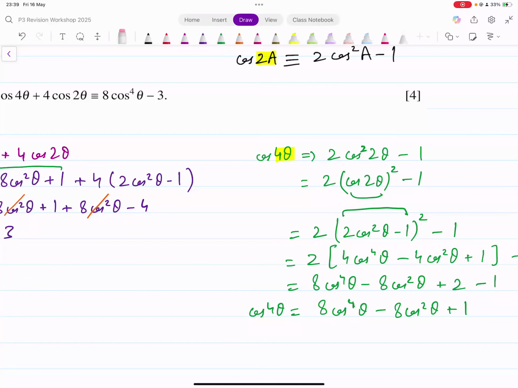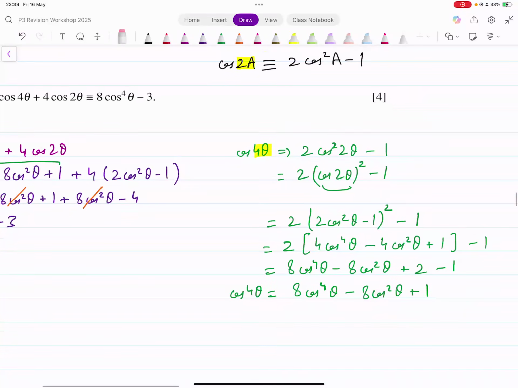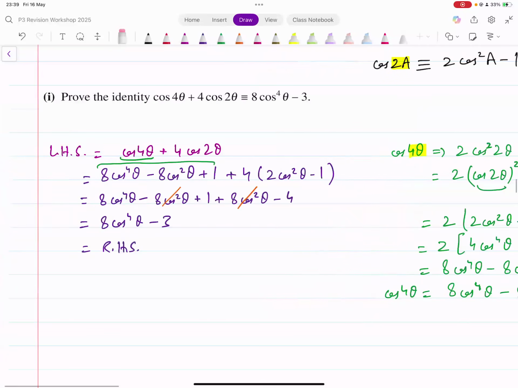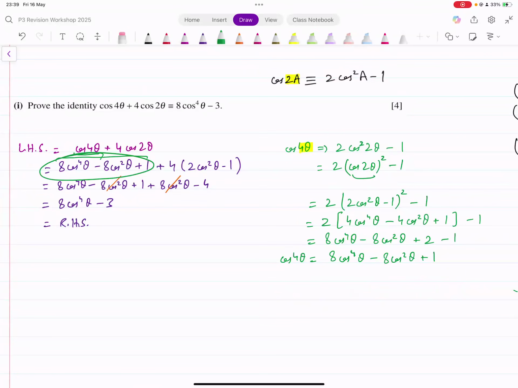So we've applied the double angle identity once, and that gave us 2 cos squared 2 theta minus 1 here. But then we have to apply the double angle identity once more to simplify cos 2 theta, and that gives us 2 cos squared theta minus 1 inside the square here. We simplify that further, and that gives us this for cos 4 theta. And look at the working for that. We input that here now in place of cos 4 theta, simplify everything, and that identity gets proved.